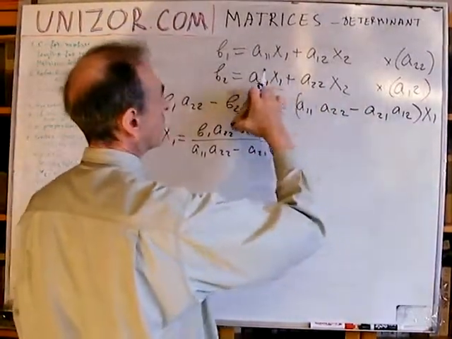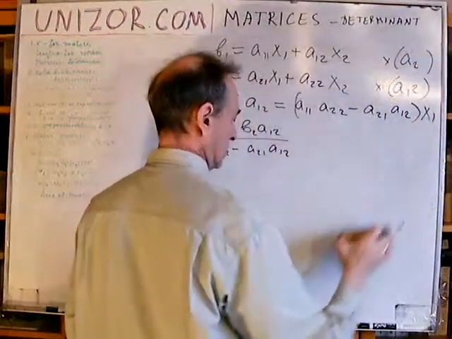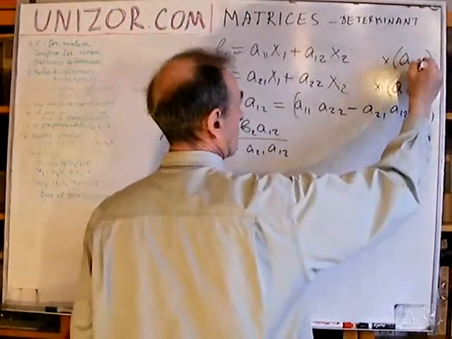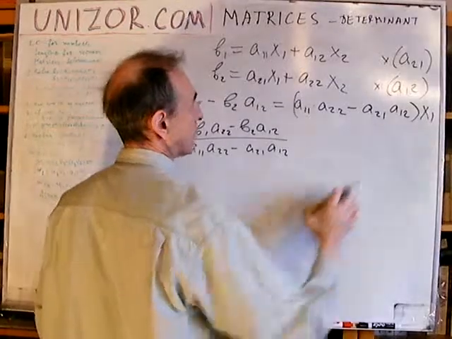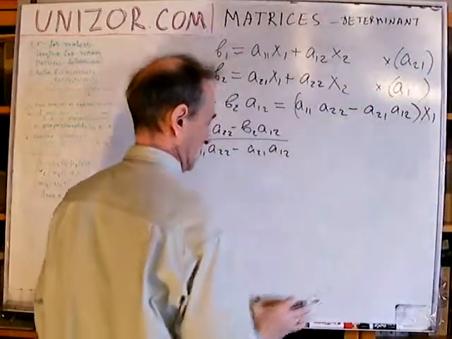Now let us find the x2. For this I will multiply this by a21, this by a11, and subtract.